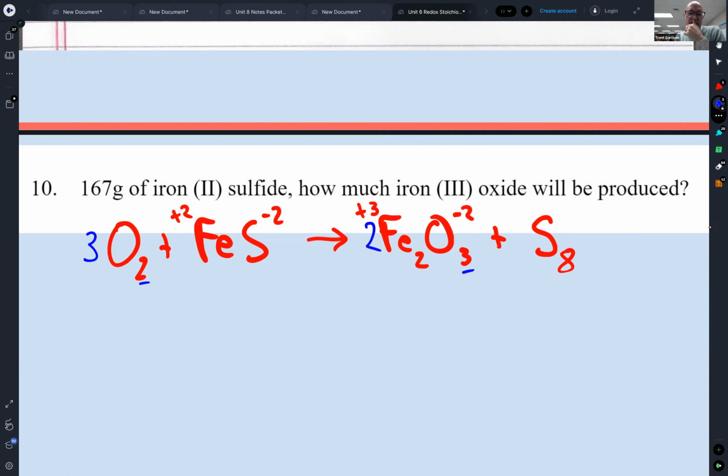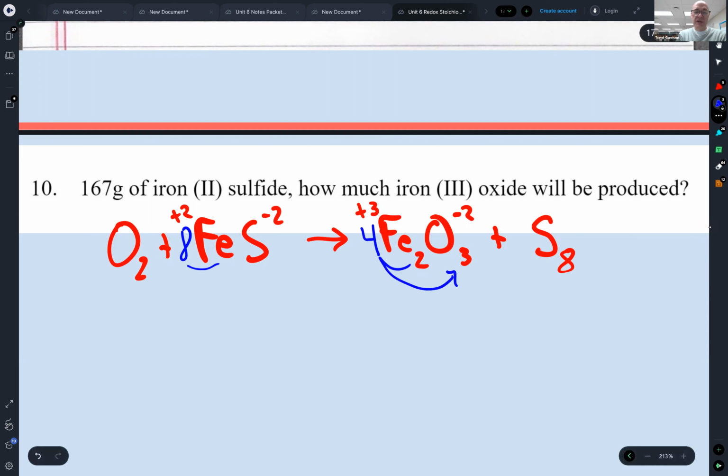Now I probably should have started with my sulfurs, let me start over. I'm going to start with my sulfurs because I see that's going to become an issue. I have 8 sulfurs. Now I can put in my 4 for my irons to balance those. That gave me 12 oxygens. That means I need a 6 here. Now it is balanced.